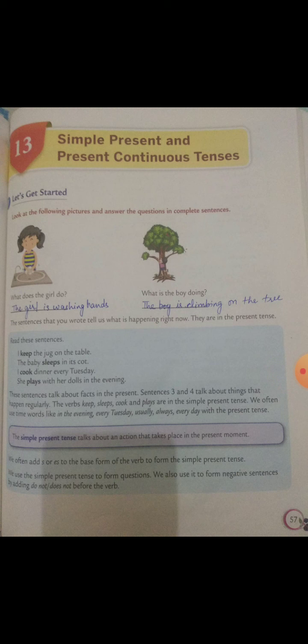Look at the following pictures and answer the questions in complete sentences. Now you can see there are two pictures given. You have to write what you can see in each picture. Now in the first picture, what is the girl doing? The girl is washing hands. So write it in the blank which is given there. The girl is washing hands. Now in the second picture, what is the boy doing? The boy is climbing on the tree.